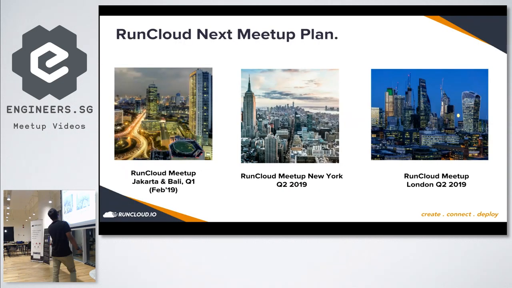All right, so RunCloud has had good organic growth. As Arif has given you the numbers, and like you saw the domain name that I put up, we are currently serving 93,000 plus domains and 14,000 plus servers that are spinning as of right now. So we have a lot of plans in 2019 to expand.